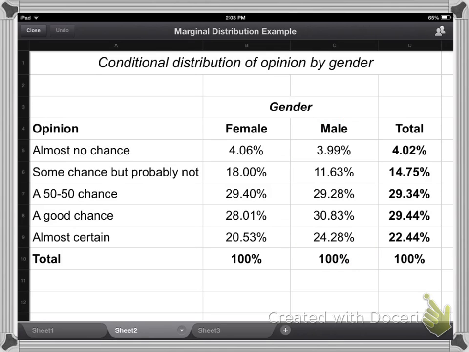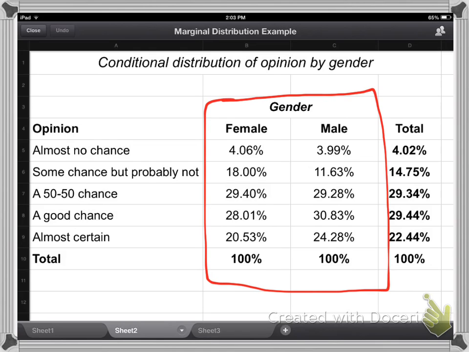Another helpful thing about conditional distributions is that we can now compare the responses across the 2 genders. Notice we can make a comparison here. Just about the same percentage of females and males said that they had almost no chance, right around 4%. There's a pretty big gap, though, when we look at the next response. 18% of the women said that they thought they had some chance of getting rich, but only 11.63% of the men responded that way. So it looks like maybe the men are a little bit more optimistic about their futures.